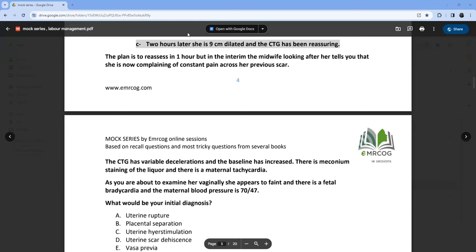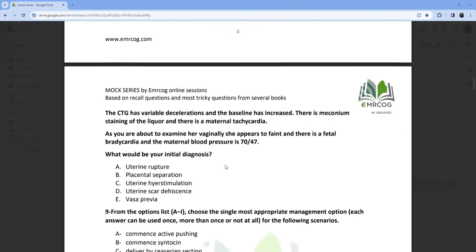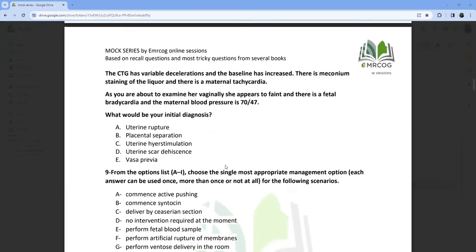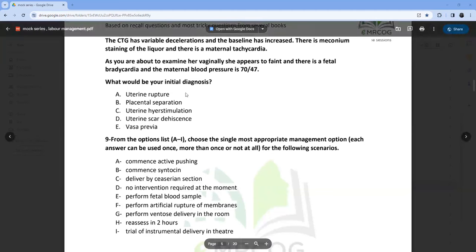That's easy. There is pain in the previous scar, CTG variable deceleration, meconium staining, maternal tachycardia. What is your initial diagnosis? Just wait. The question is about diagnosis. Very easy question. Yes, uterine rupture, of course. So what is the management?